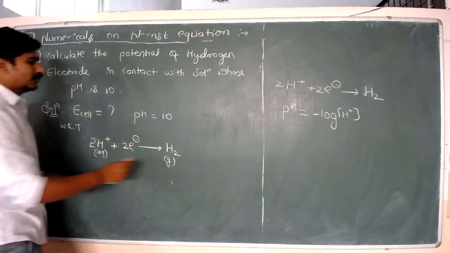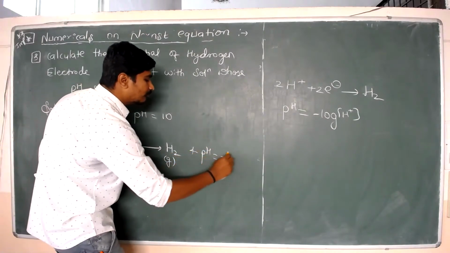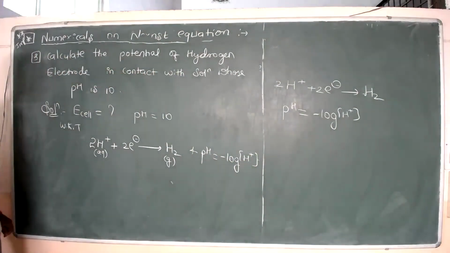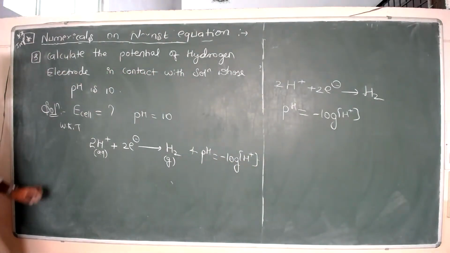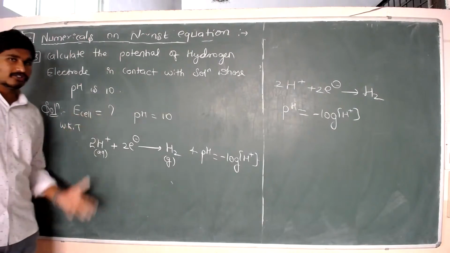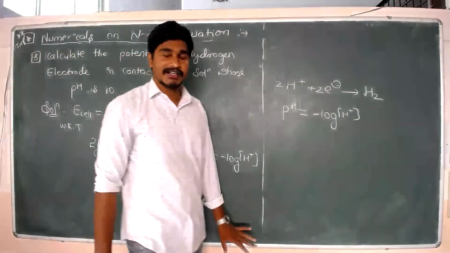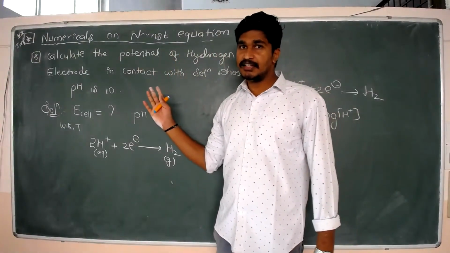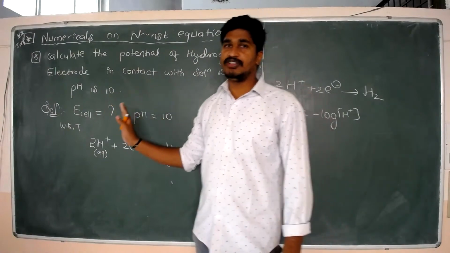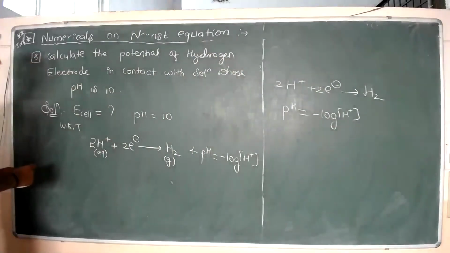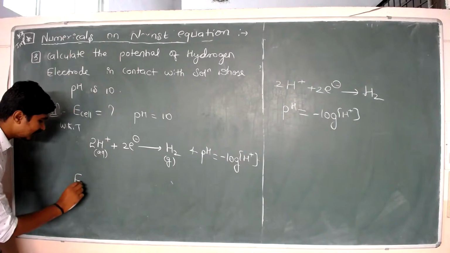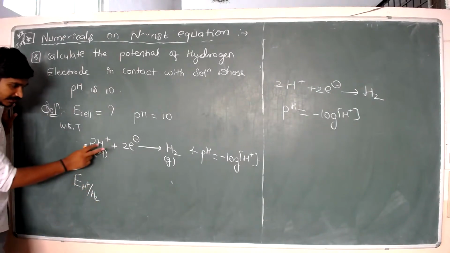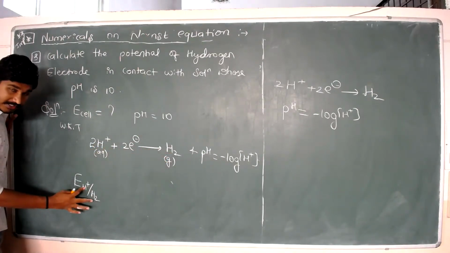Now already we know that pH is equal to minus logarithm of hydrogen ion concentration, minus log H+. Next, for this one, this one is a single electrode, because only the standard hydrogen electrode is there. There is no other metal, only hydrogen. Therefore, single electrode. What is the single electrode substitution formula? That is E of H+/H2. Hydrogen ions are converted into H2, H+/H2.